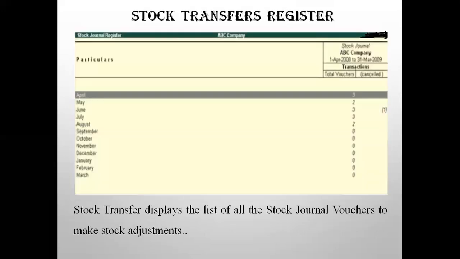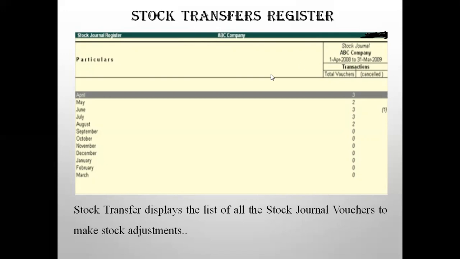Next is the stock transfers register. You can say stock journal register also. It displays the list of all the stock journal vouchers to make stock adjustments. For example, to record any increase or decrease in stock due to shortage, wastage, or to record inter-godown transfers of stock, it is used, assembling and disassembling. And it reflects the status of godown by stock also.